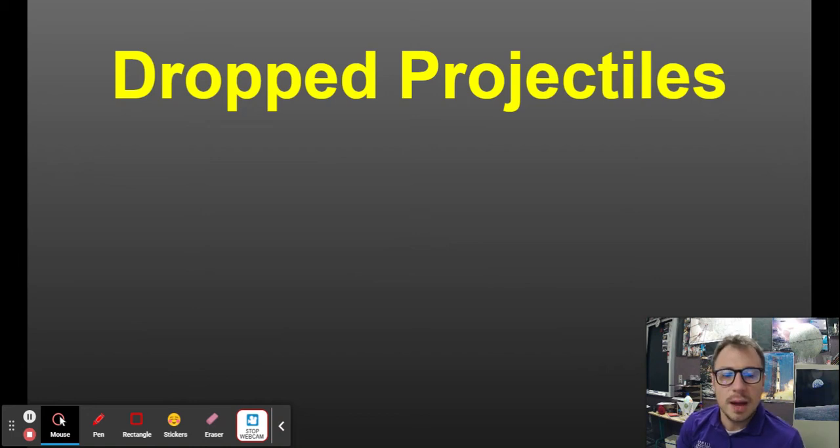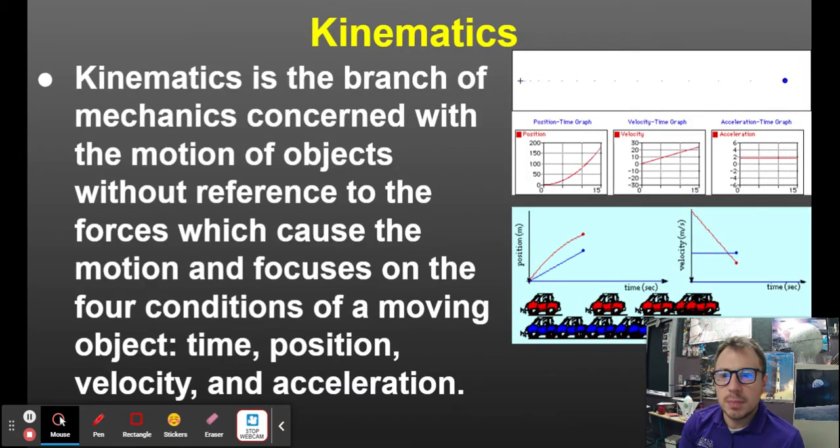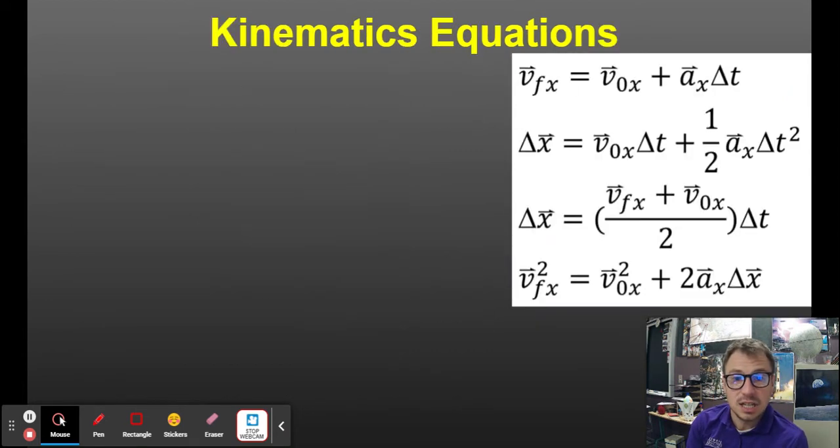All right, these are the dropped projectile slides. So, drop projectiles are going to be a part of kinematics, which just studies motion without the cause of the motion, and it looks at the four conditions of a moving object: time, position, velocity, and acceleration.